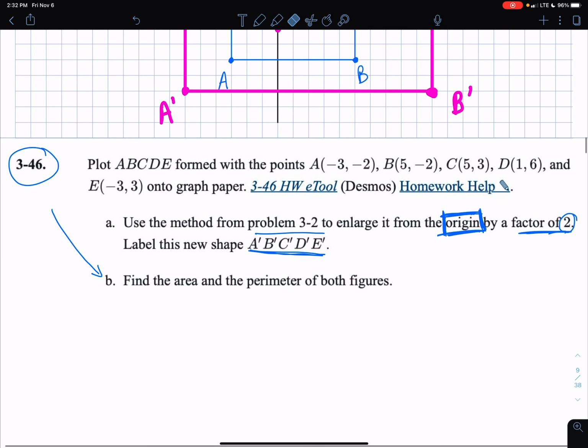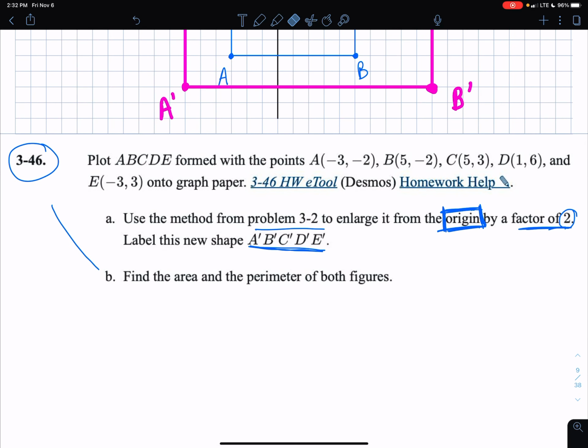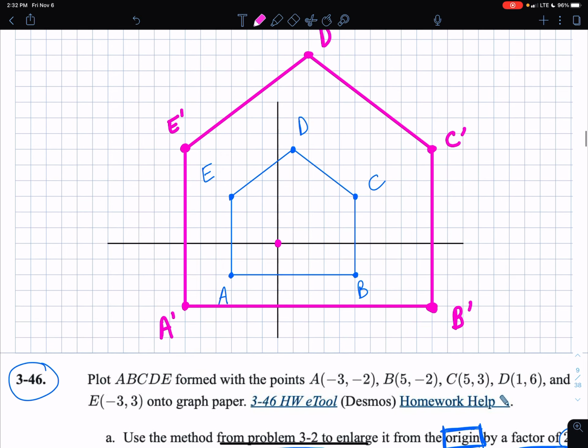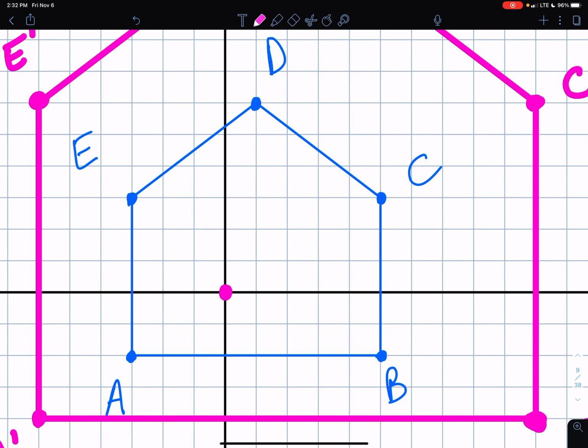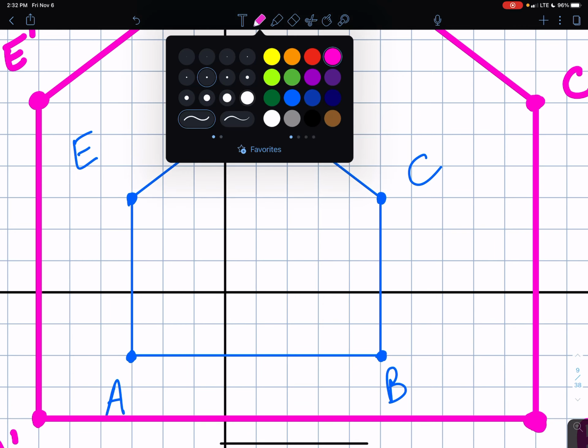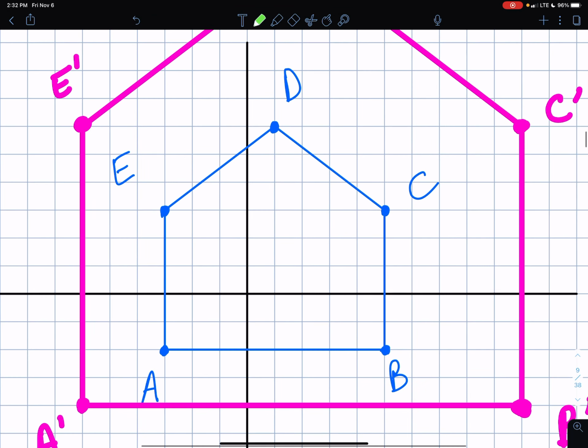And that brings us now then to part B. And so now we want to find the area and perimeter of both figures. And so I am going to help you find the area and perimeter of the blue one, and then you would find the area and perimeter of the pink one, or it's probably pencil color, for yours. But you can test yourself and find the area, the perimeter of that larger shape. It's going to go through kind of the same process. So here we go. All right, let's start with area.